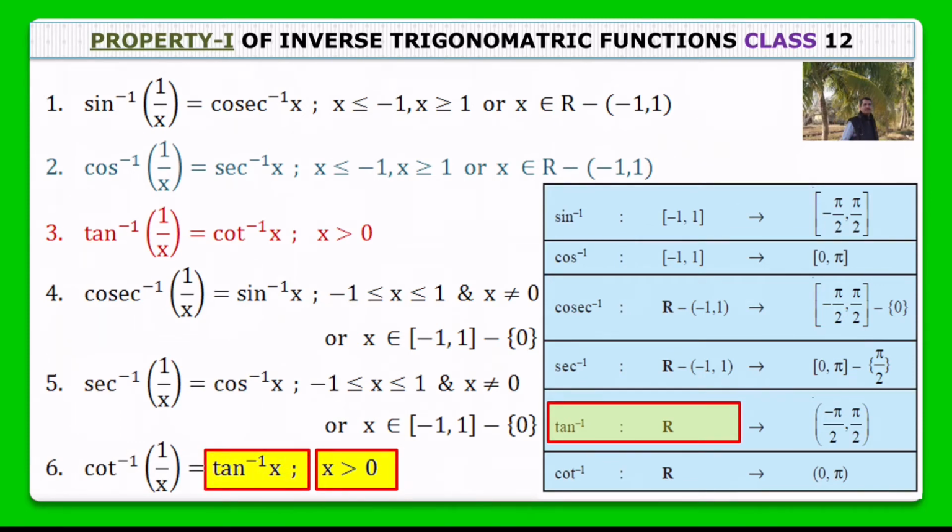It means we observe that the right hand part of these relations, these equations, or you can say these relations between functions, is the part in which we have only x, not 1 upon x.